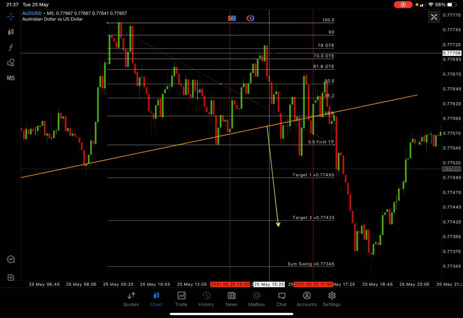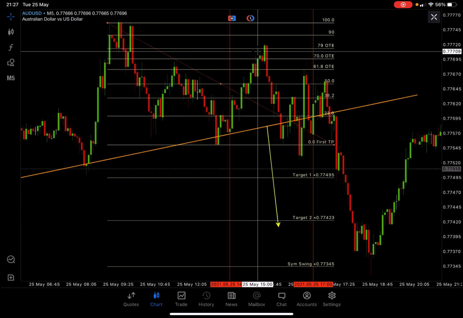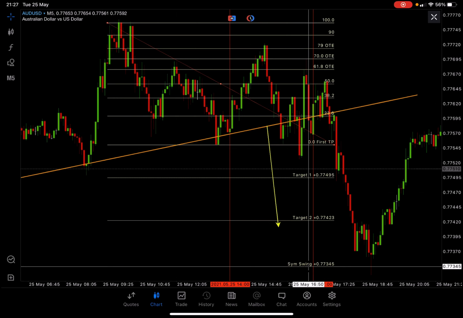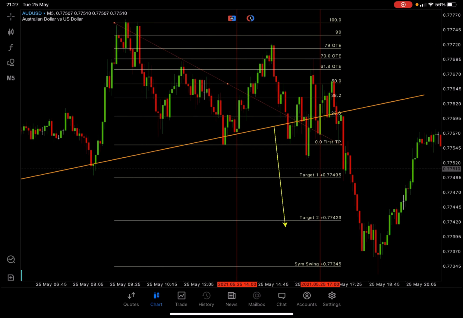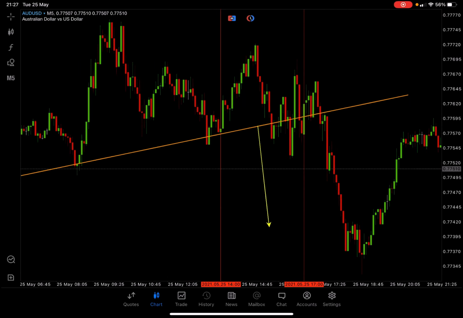Your trade would have still been live. You would have got a little bit of drawdown, and then you would have been in profit, and you would have gone down to the symmetrical price swing, which was there on this candle wick, and you would have taken profit, and then that is your trade complete. Let's just see if we could have got any other entries.